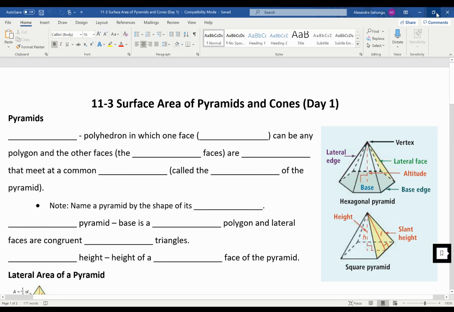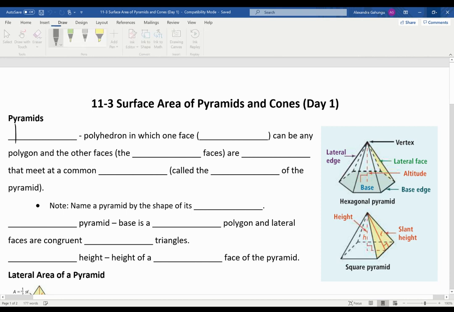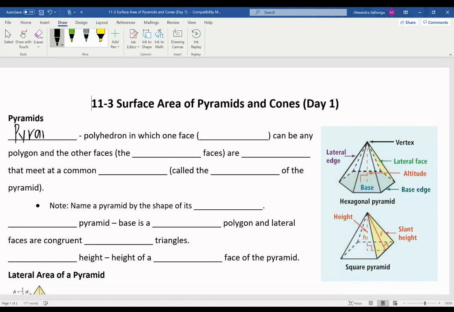All right, so we're talking about pyramids today. So, pyramids. A polyhedron in which one face, known as our base, can be any polygon. So we'll see triangles, hexagons, squares.